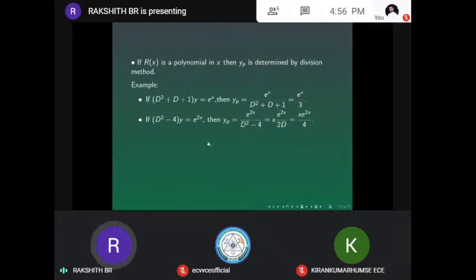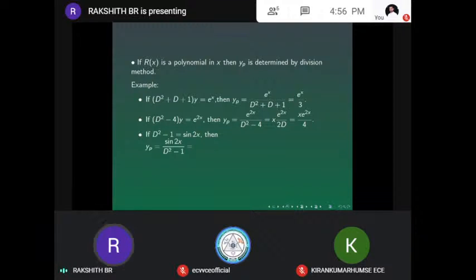So this is the particular integral, that means the particular solution of this differential equation with constant coefficient. Again, if I consider the next equation, that is (D square minus 1) y equal to sine 2x, then yp is nothing but sine 2x by D square minus 1, which is of the form of sine ax with a equal to 2.